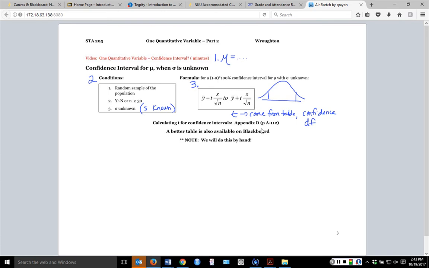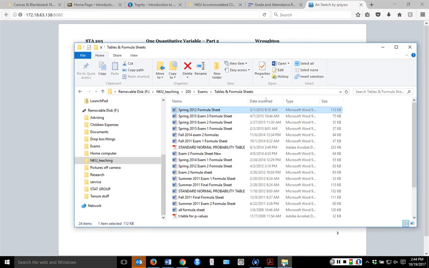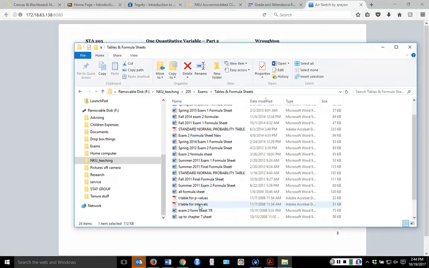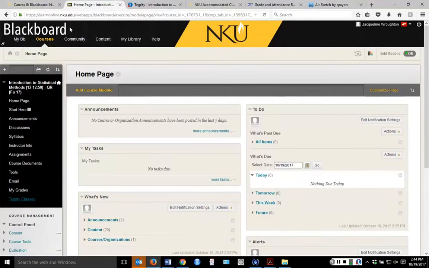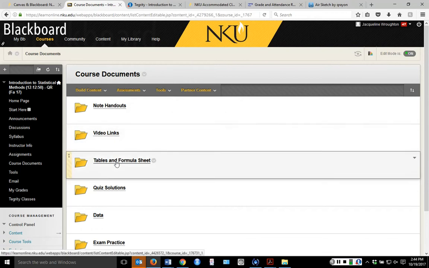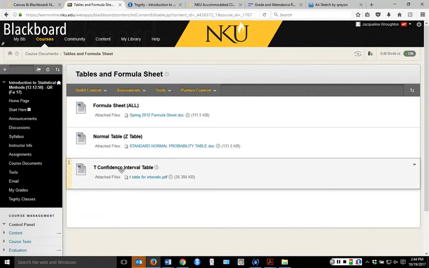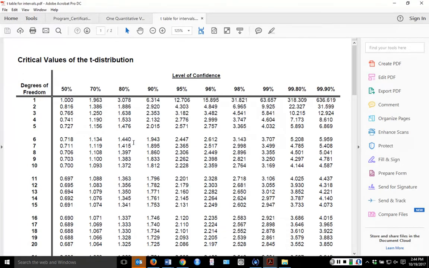So depending upon how big our sample was, we could put more or less trust in our numbers that we had. The degrees of freedom here is just our sample size minus 1. And so what we're going to look at, this is probably the easiest table that we use, is our t-table for intervals. This is also out on Blackboard for you. So course documents, tables, and formula sheet. That last document is the t confidence interval table that I just pulled up here.